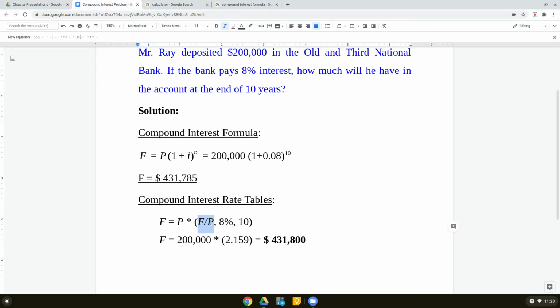So f given p factor, we want to find out from the compound interest rate table, and we want to multiply p with that factor, and the value of that factor depends on interest rate and number of years. So the general formula would be something like f given p, I percent and n. So that's the general formulation, right? f is equal to p times the f given p factor at I percent interest for n number of years. So we can change that I now to 8%, and n is for 10 years.